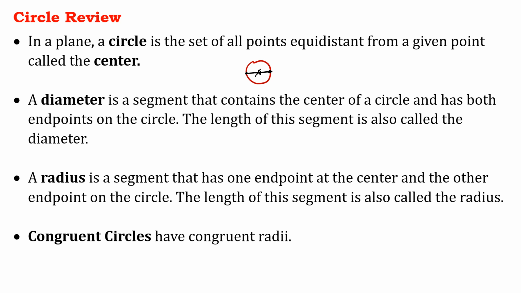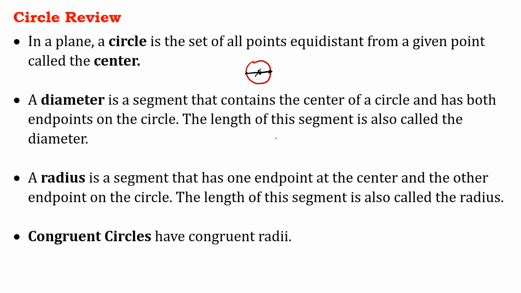So you've got this endpoint on the left is on the circle, the endpoint on the right is on the circle. And the length of that line segment is also called the diameter. Right, so the line itself is called the diameter, and the length of the line is called the diameter. All right, the next one is the radius.